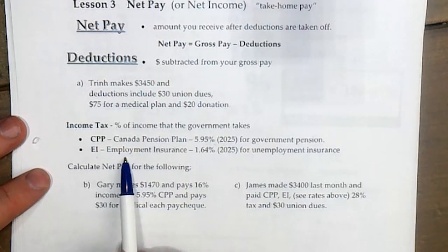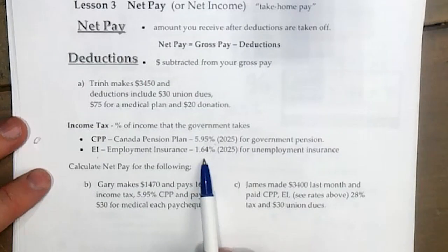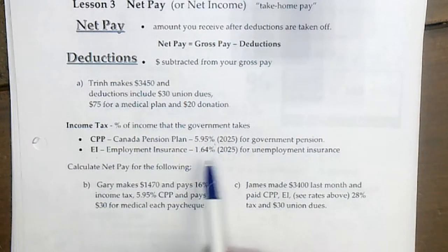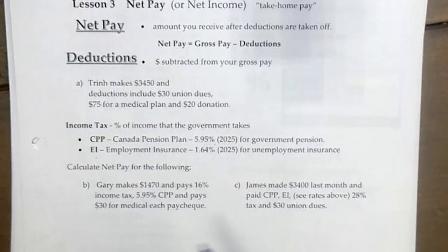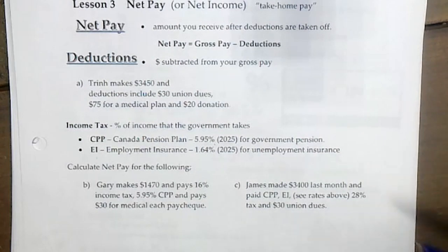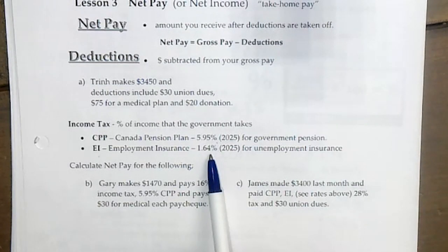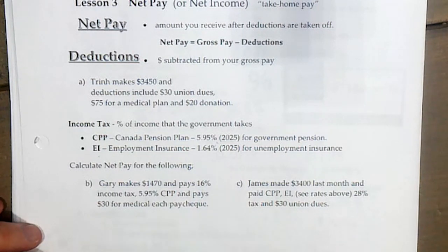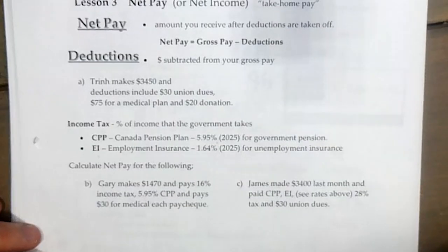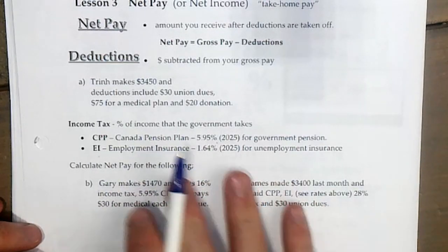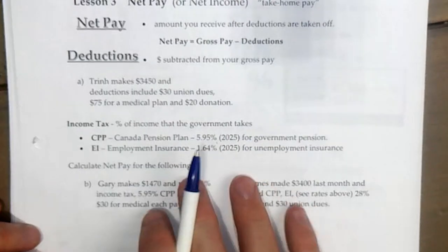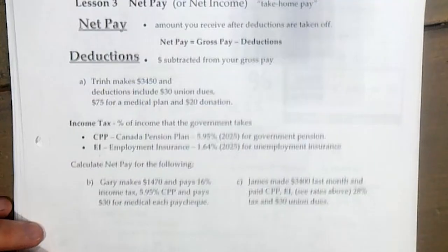EI stands for employment insurance. This is 1.64% of your earnings in 2025. And basically, if you're laid off from your job or you're fired, the government will kick in some money for a limited period, maybe 3 months, maybe 6 months, and they will give you part of your earnings while you look for a new job. Once you get a new job, then this will stop. So it's only for people who are working full-time and looking for work.